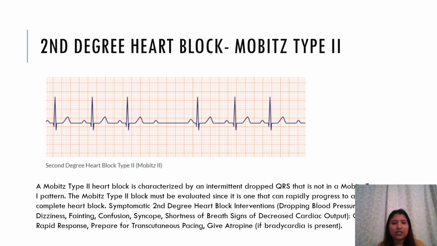The interventions are for symptomatic second degree heart block: drop in blood pressure, dizziness, fainting, confusion, syncope, shortness of breath, signs of decreased cardiac output. So what do we have to do? Inform the rapid response team, prepare for transcutaneous pacing, give atropine if bradycardia is present.